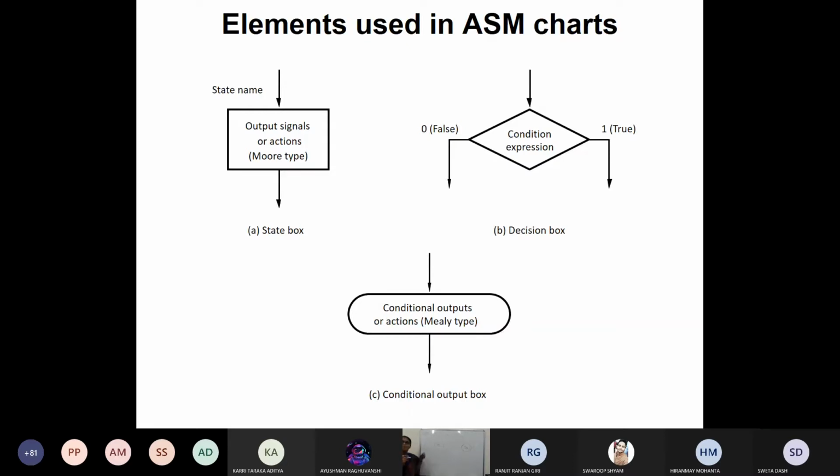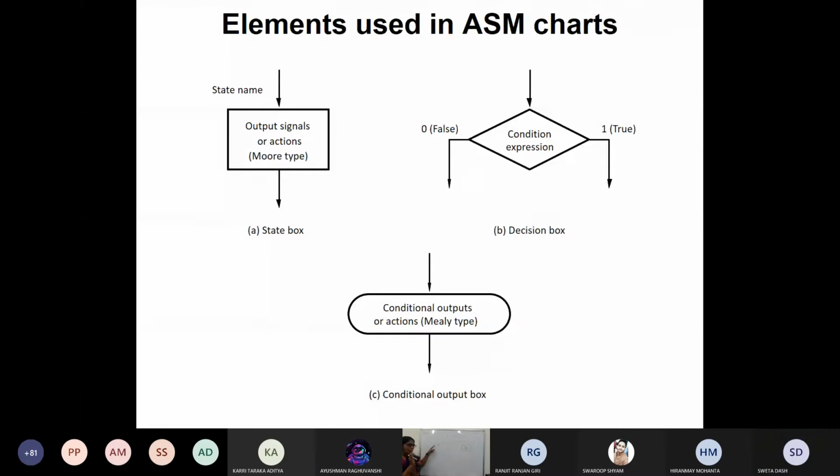And if it is Mealy type, what happens? The output will not be there, so I will just leave it like that. Why? Because the output is on the path. If you remember Mealy and Moore, what is the difference? In the Mealy, the output will be shown on the path, whereas in the Moore, it will be shown inside the state itself. Isn't it? Yes, ma'am.